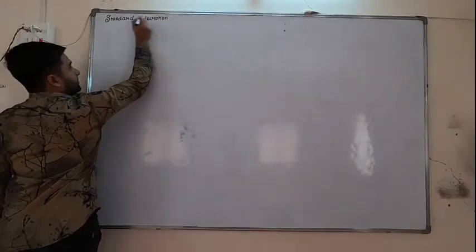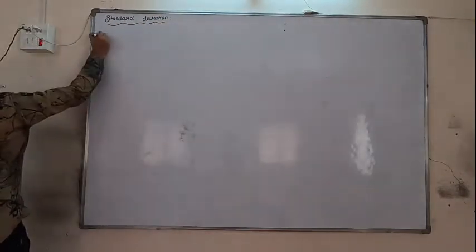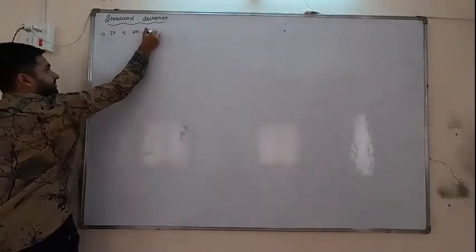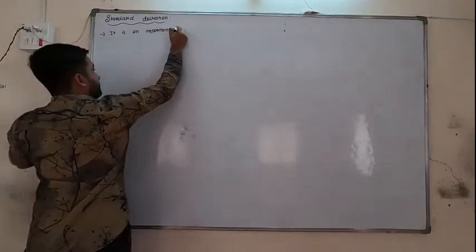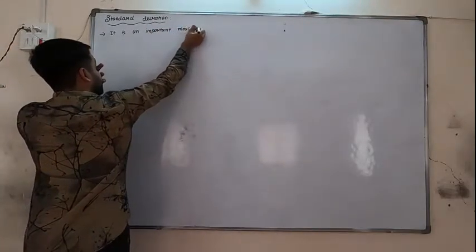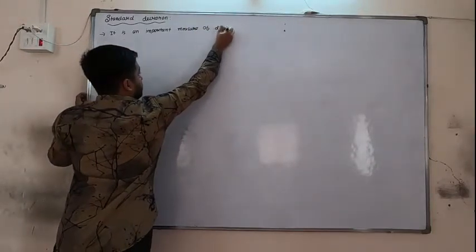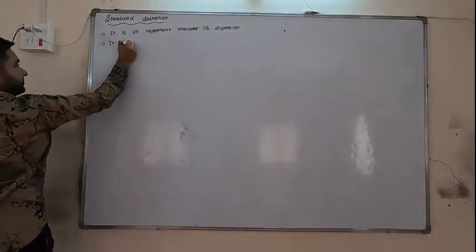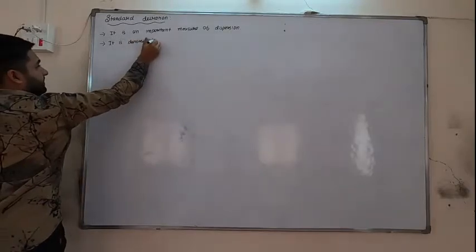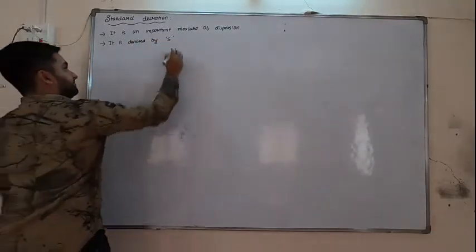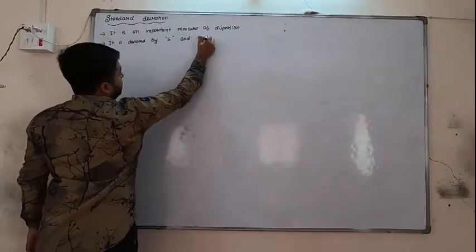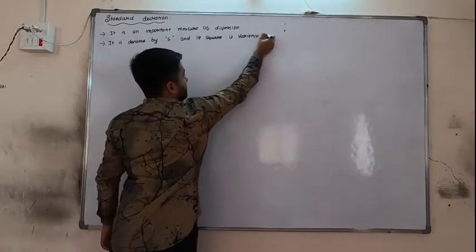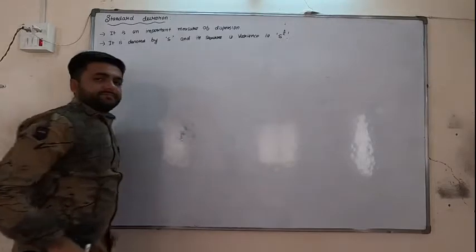Standard deviation is an important measure of dispersion. It is denoted by small letter s and its square is variance, that is s square.